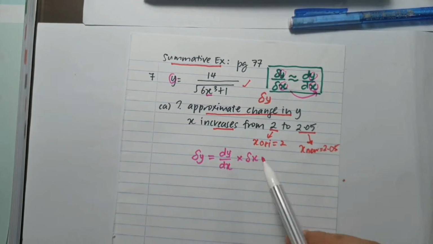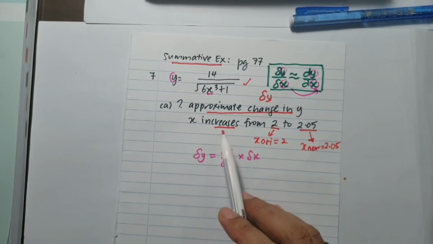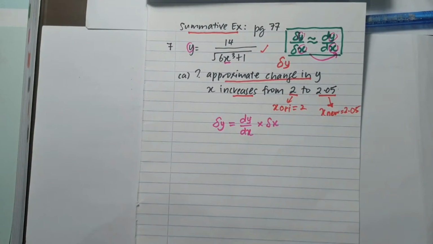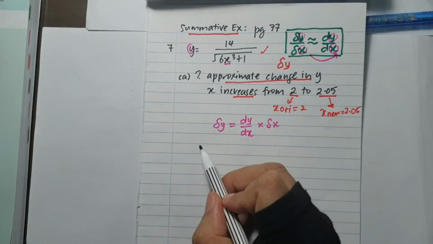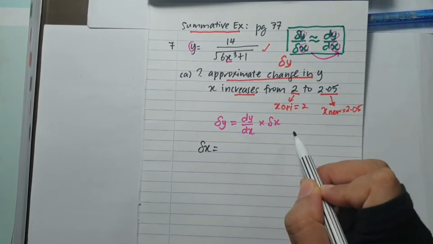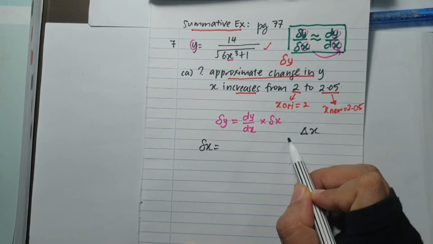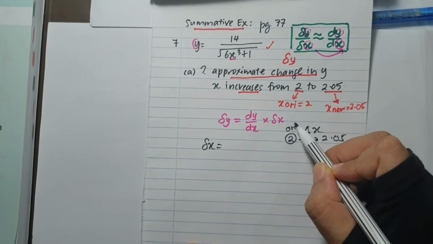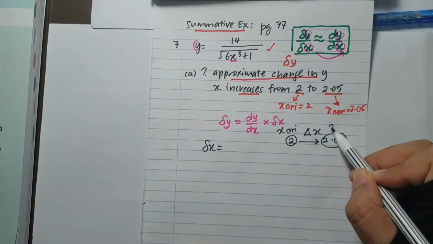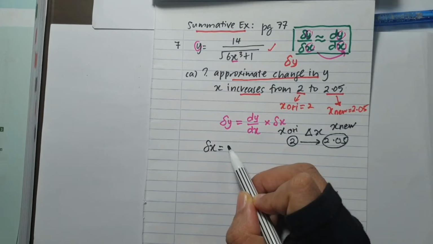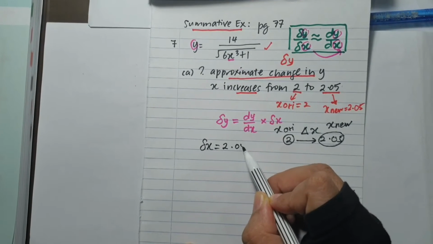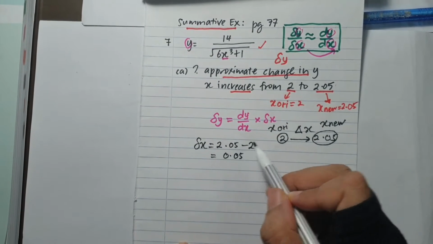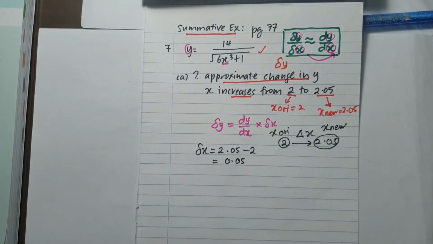And how to get the value of delta x? You can see x increases from 2 to 2.05, so from there you can find delta x. Let's find the value of delta x. The change in x is from 2 to 2.05. So this is the original value of x, and this is the new value of x. To find delta x, you take the new value of x minus the original value of x, so you will get 0.05. Okay, done.